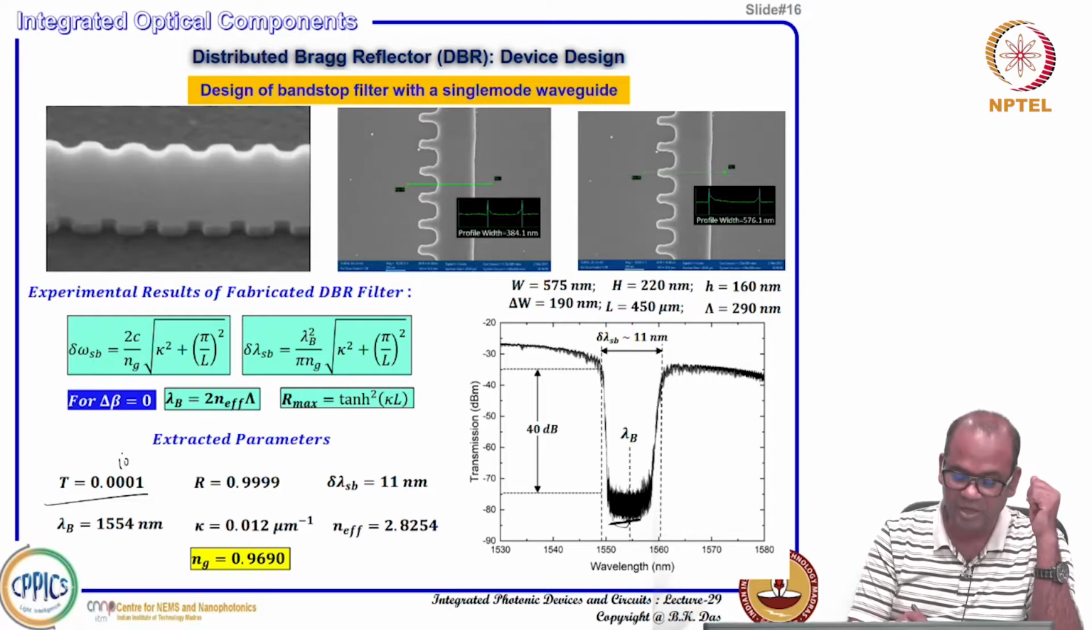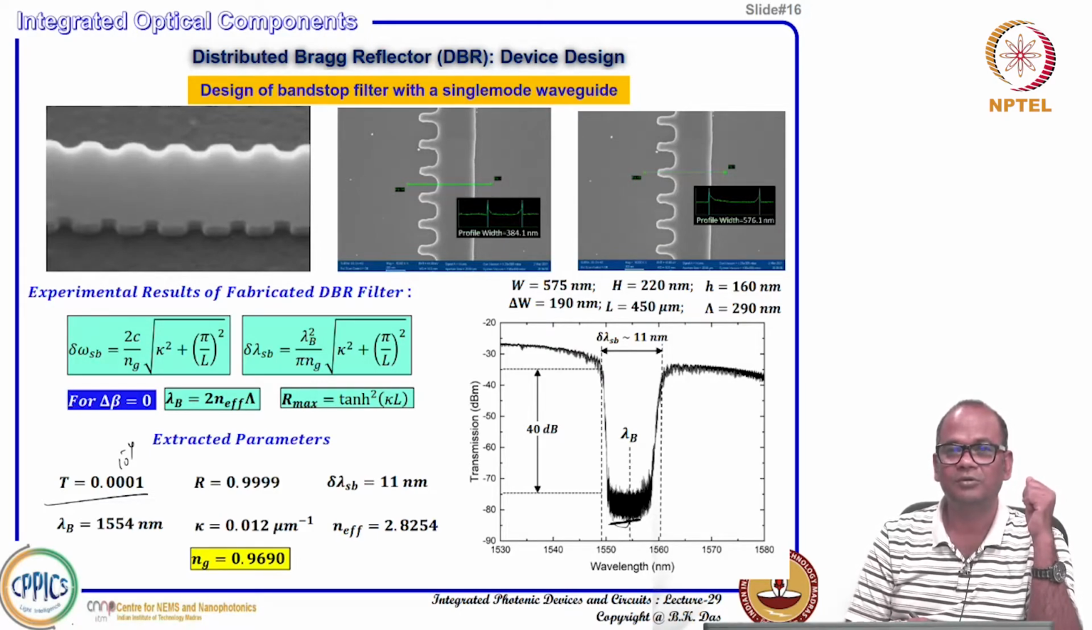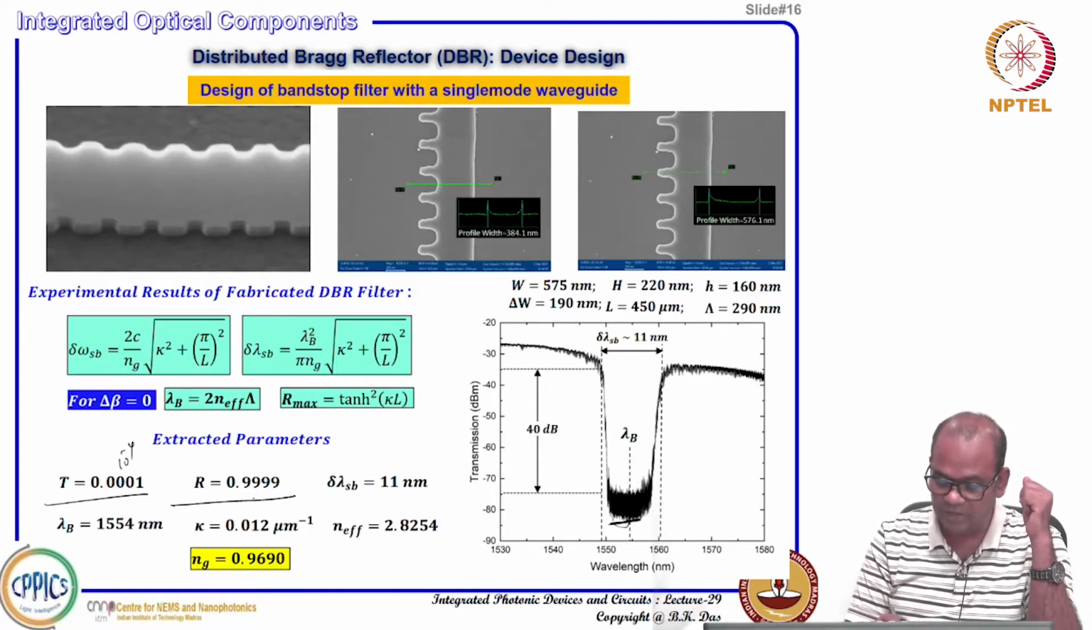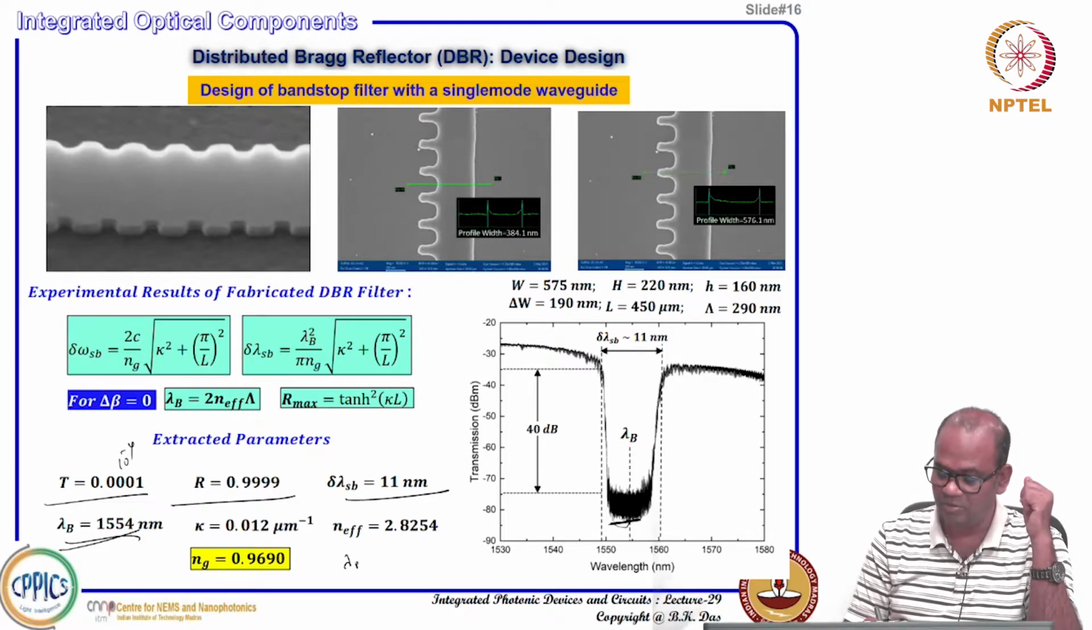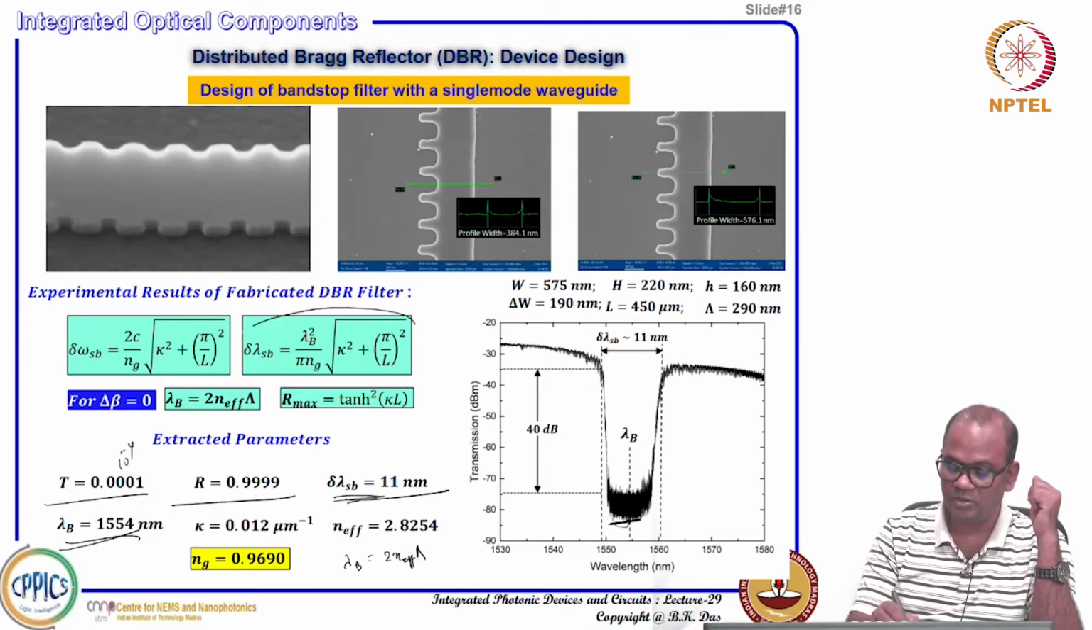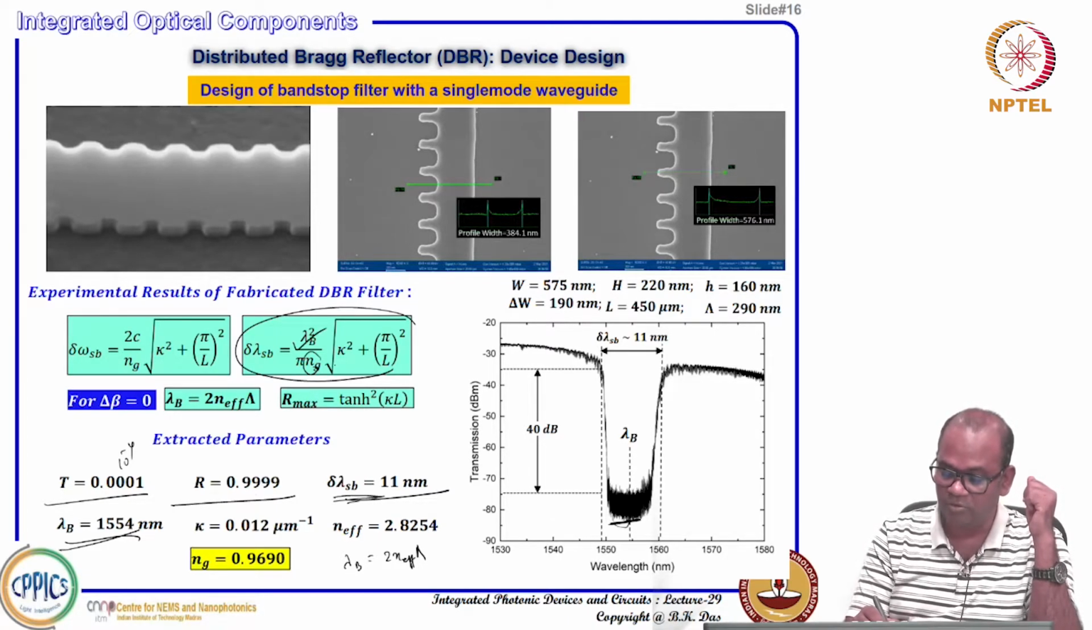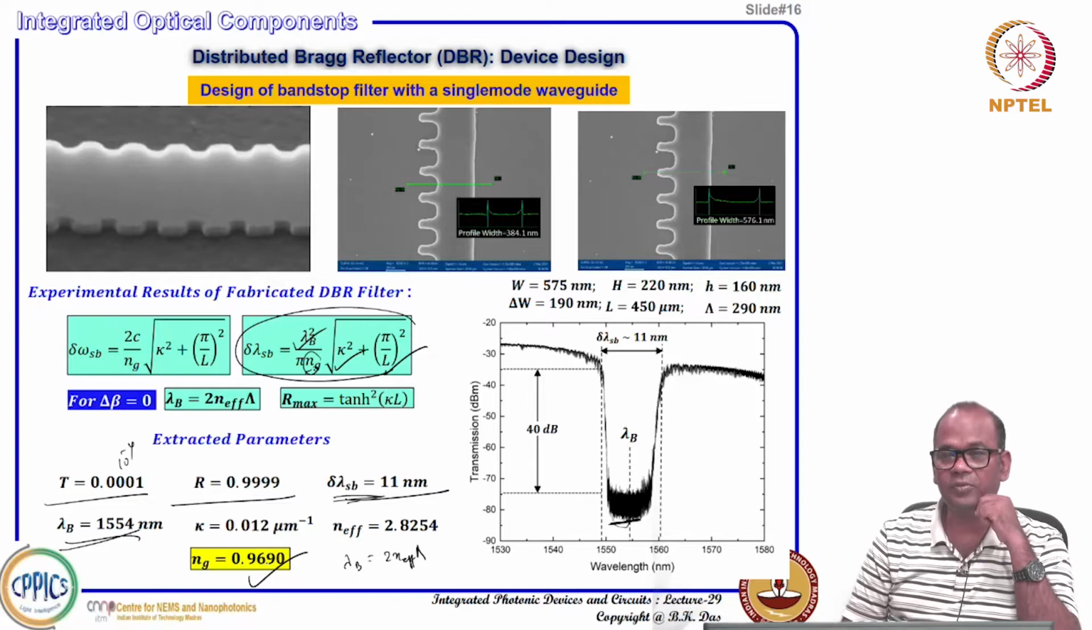Using the experimental results, you can find the transmission coefficient. It is only 10 to the power minus 4. Reflectivity is 99.99%, r equal to 0.9999, and delta lambda is shown. From this experimental data we can extract lambda b equal to 2 times n effective times the period. Also, from the delta lambda stop band expression, Ng is there. So you know lambda b, you know kappa, you know L, so you can find Ng, the extracted group index.